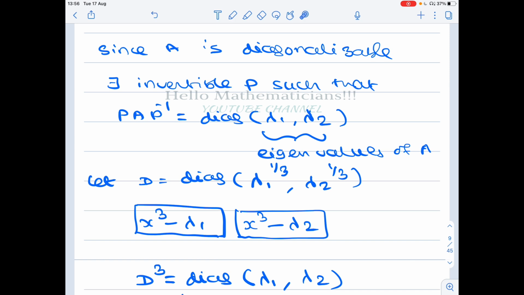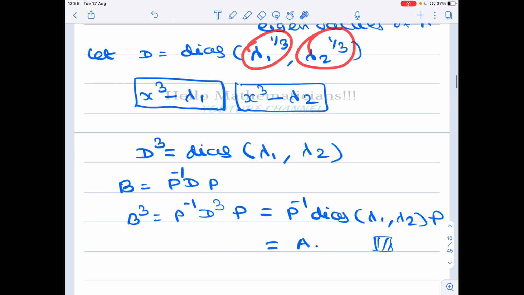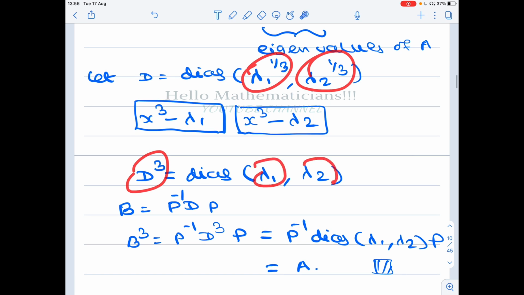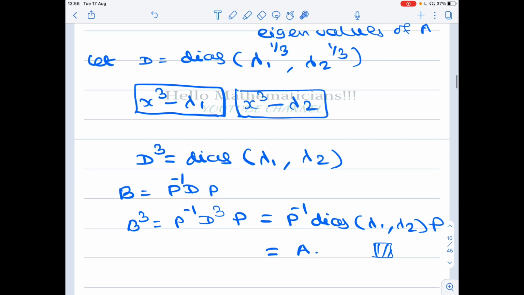Now if you consider D equal to this diagonal matrix, then D cube will be diag(lambda 1, lambda 2). Basically you take the cube of the diagonal entries and you get this matrix. Now we take B to be P inverse D P, and we claim that B cube equals A.